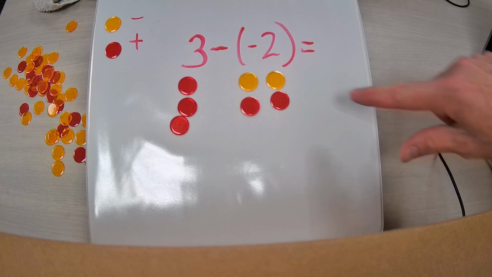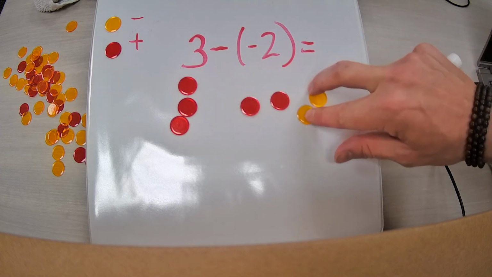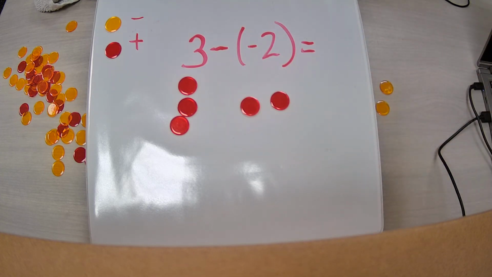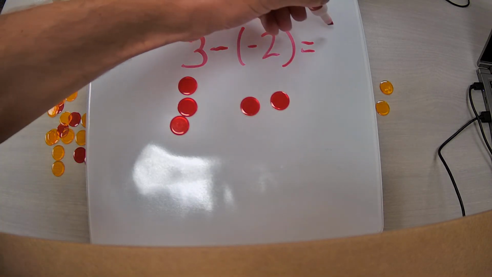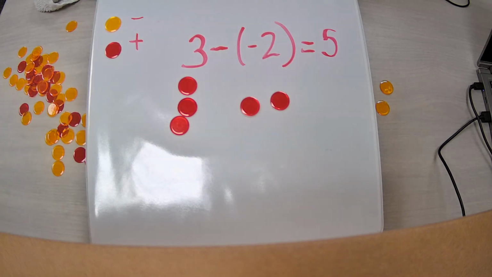Okay, remember the yellow chips represent negative, so if we pull those negative chips away, we subtract them. 3 minus a negative 2 gives us a positive 5.